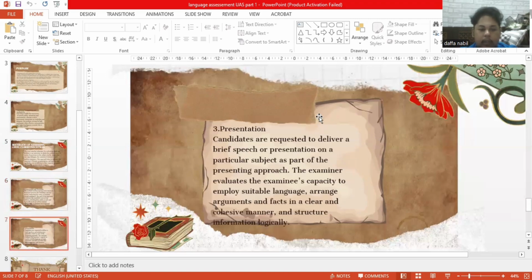The last is presentation. Candidates are requested to deliver a brief speech or presentation on a particular subject as part of the presenting approach. The examiner evaluates the examinee's capacity to employ suitable language, arrange argument and facts in a clear and cohesive manner, and structure information logically.